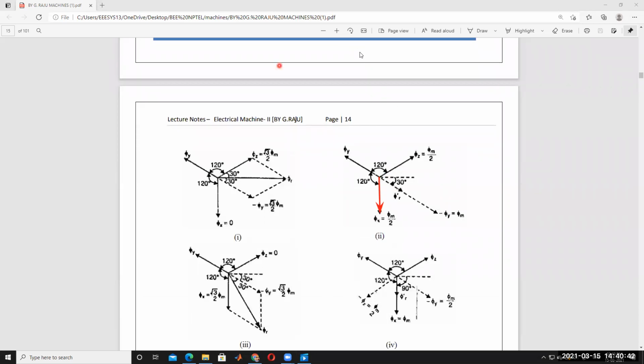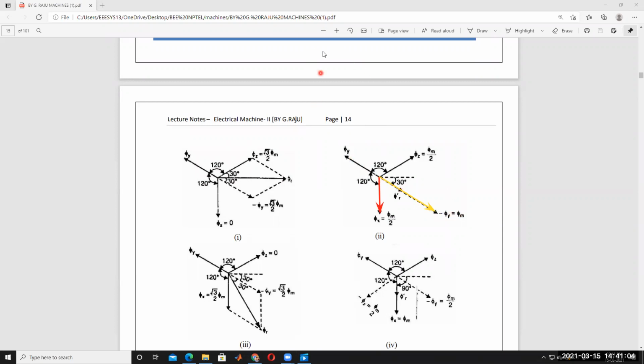So to draw this phi y, minus phi m, phi y is in this direction. Phi y is equal to minus phi m. This flux phi y is in the direction opposite to x, and this magnitude is called minus phi y, that is called minus phi m.